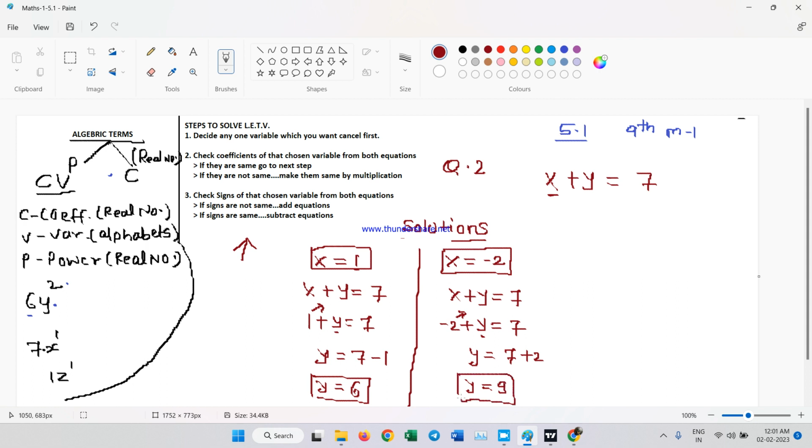So this is how the two examples I have given you. You can find as many solutions as you want. What you need to do is assume the value of x as anything from your mind, put the value of x and get the value of the corresponding y.